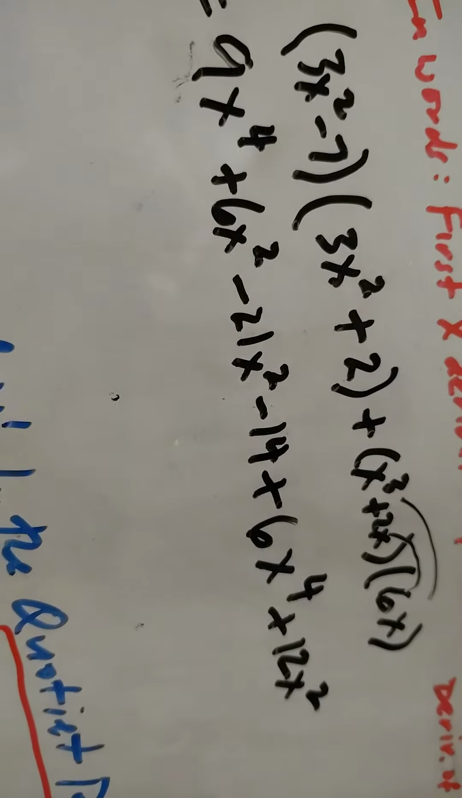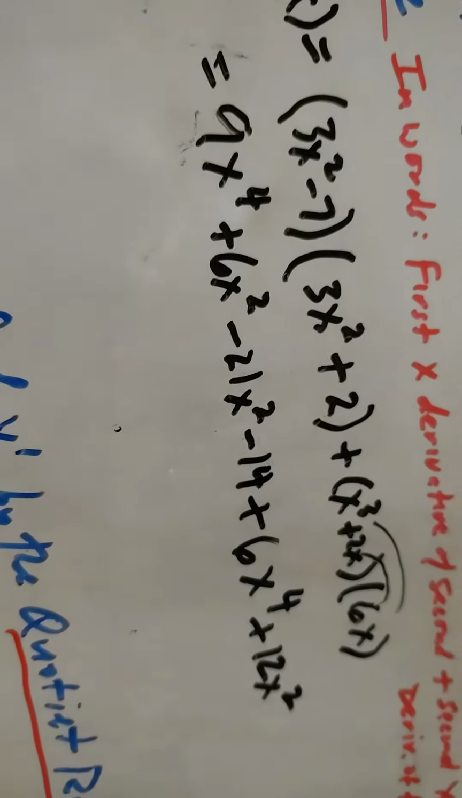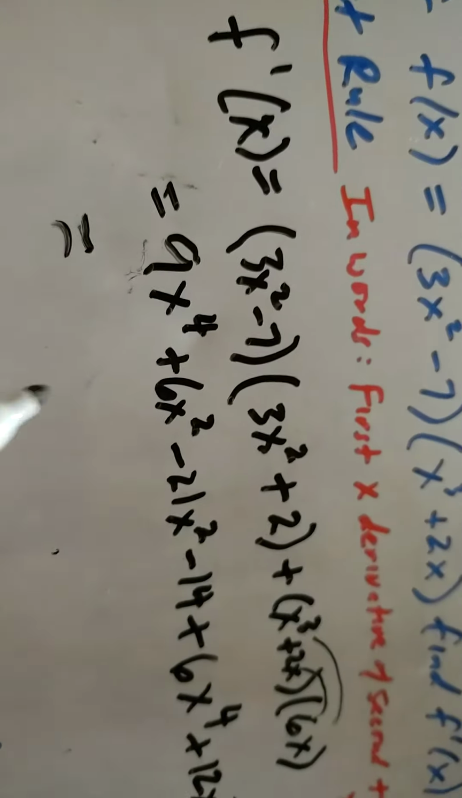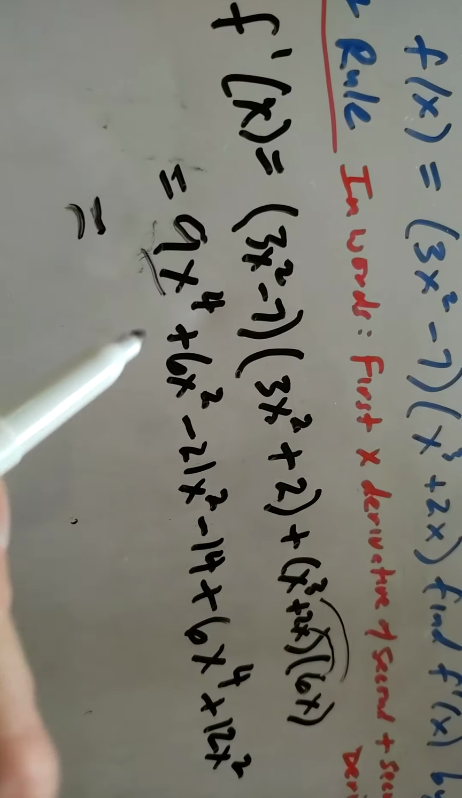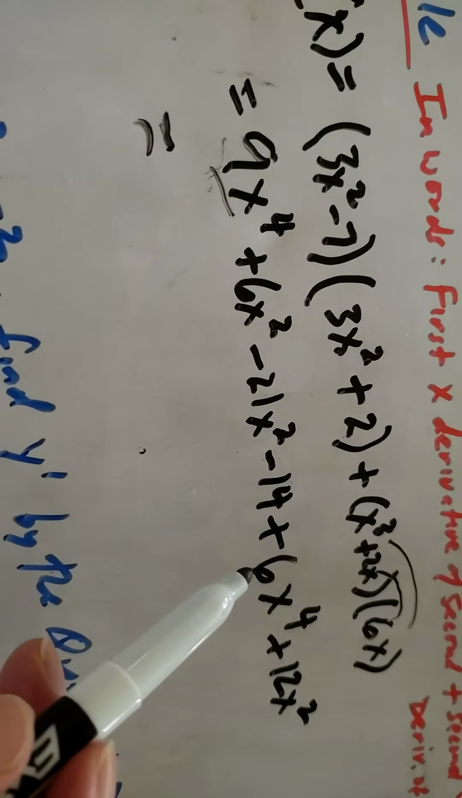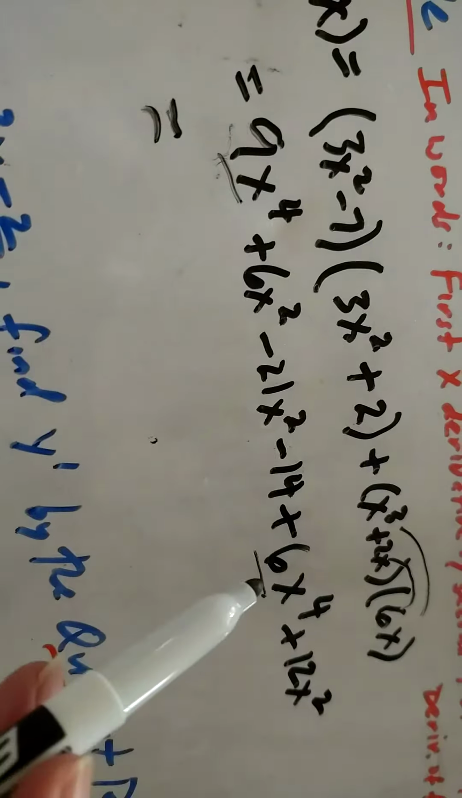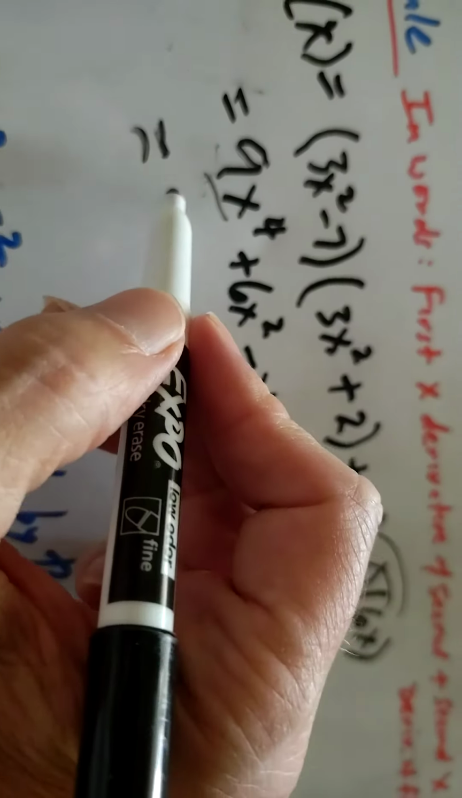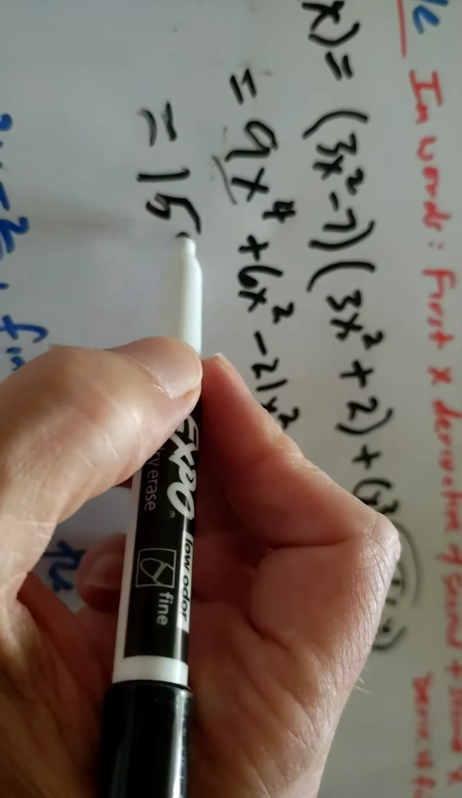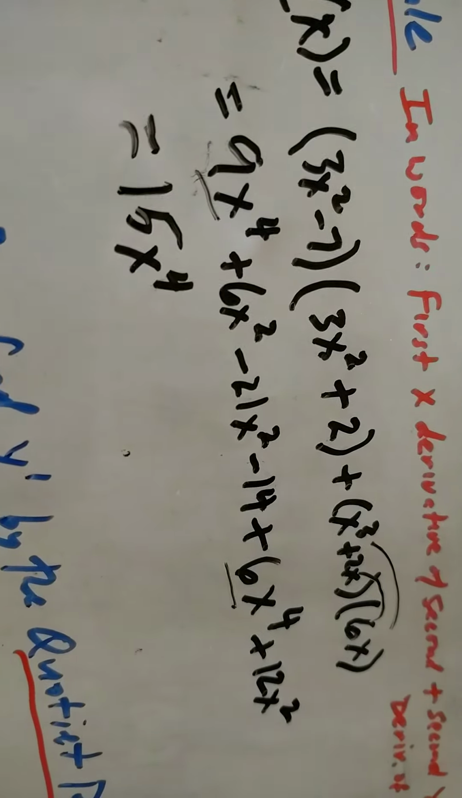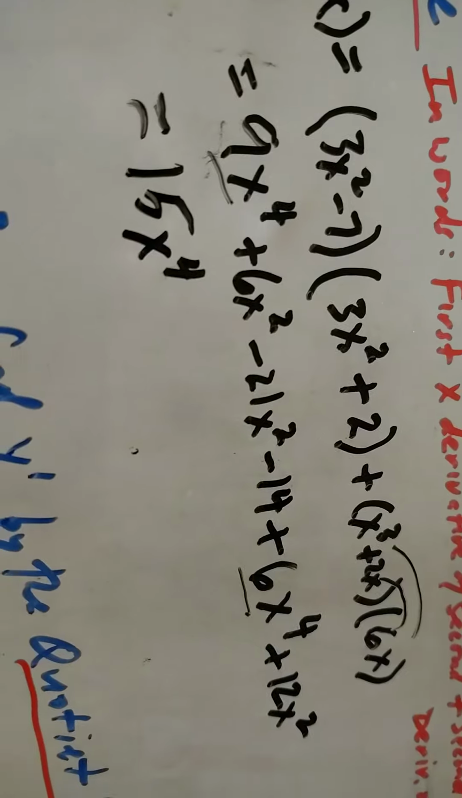So 6x to the 4th plus 12x squared. And then finally, let's collect the like terms. So this is an x to the 4th term. Do I have any other x to the 4th terms? Yes, those are like terms. So what are 9 of them plus 6 of them? 15 of them. So write 15, and then you keep that x to the 4th, because we're just adding like terms. Okay, so 15x to the 4th.